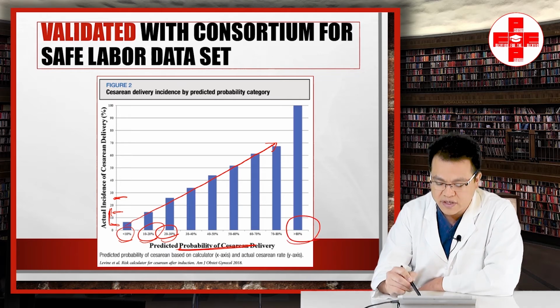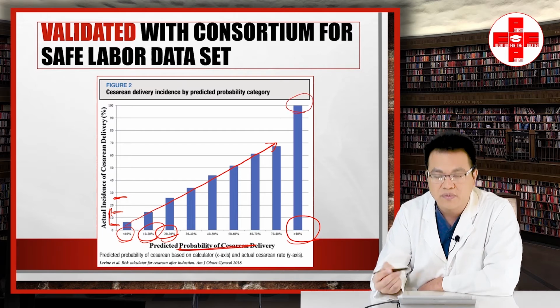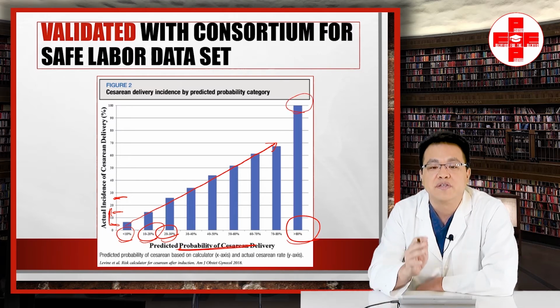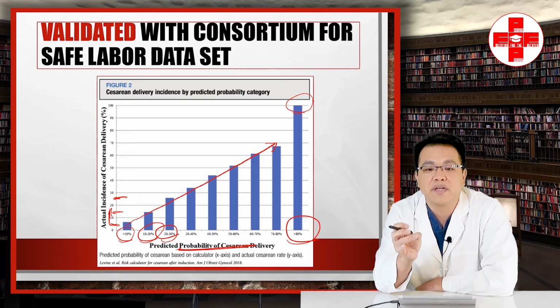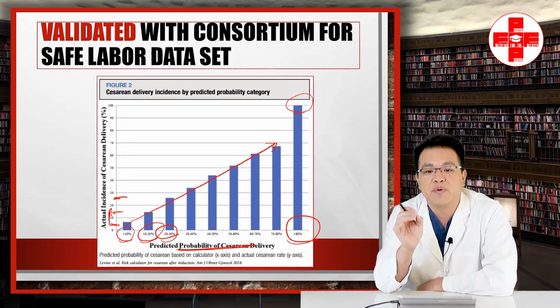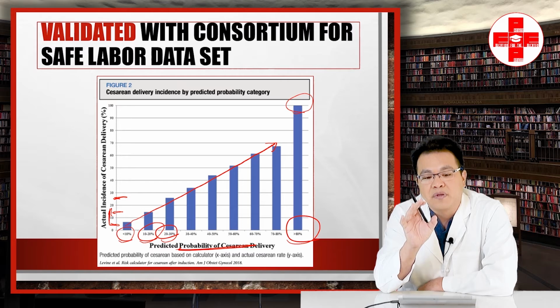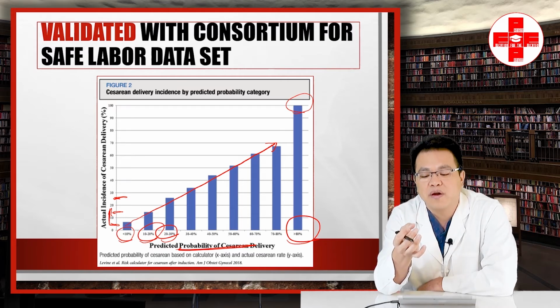And when the calculator said your risk was greater than 80%, well, your C-section rate was 100%. So this is not only a good calculator, but it has been validated. Keep in mind the people that were excluded from this calculator, people who broke their bag of water, and people with a history of a C-section.